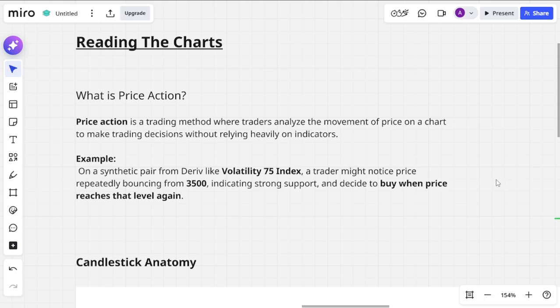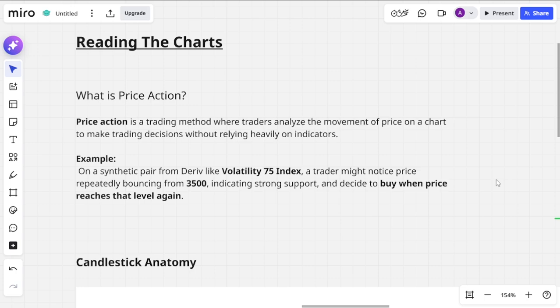So, first and foremost, what is price action? Price action is a trading method where traders analyze the movements of price on a chart to make trading decisions without relying heavily on indicators. So, it is where you can, for example, show a trader a chart and they can just look at it, read price action, and say, all right, we can see why to take the trade. Another thing is just monitoring how the whole price moves.